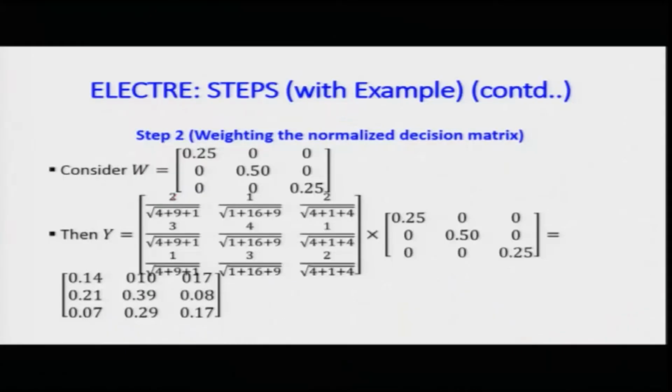So, when I do the normalization along the columns, the first one would be divided by the square root of 2 square, which is 4, 3 square which is 9, and 1 square which is 1. So, you divide the first element by square root of 4 plus 9 plus 1, second element in the column would be divided again by square root of 4 plus 9 plus 1, third element which was 1 initially would again be divided by square root of 4 plus 9 plus 1.